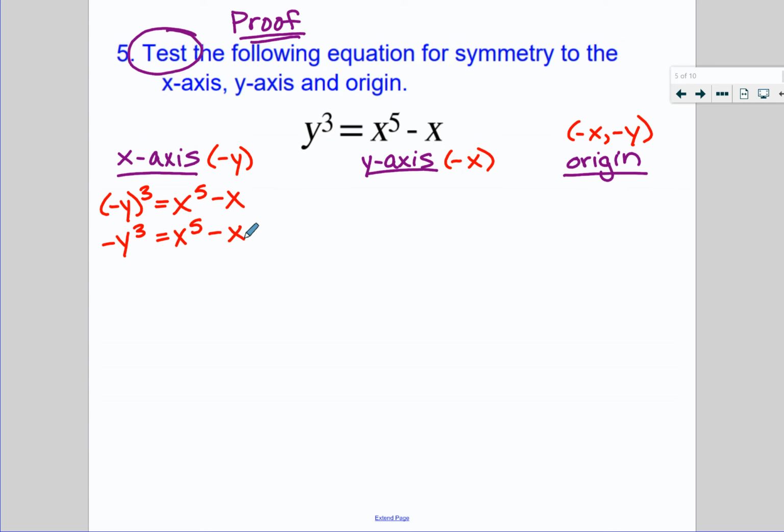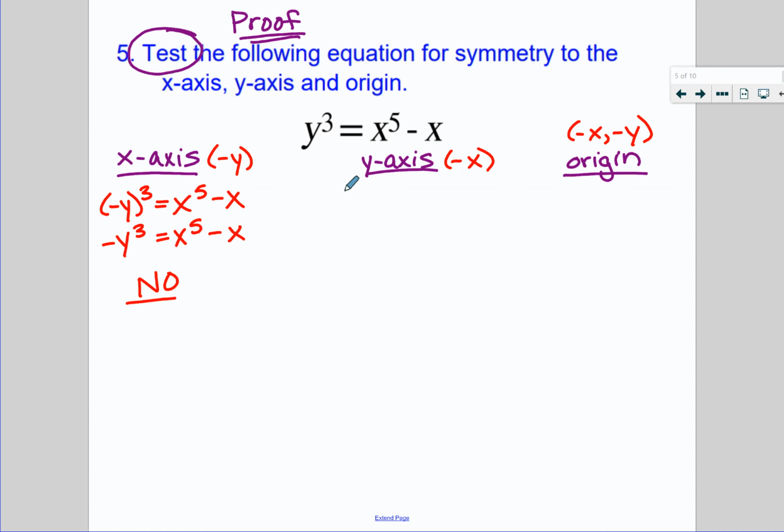So first row, we show what we're plugging in. Second row, we simplify what we plugged in. And then the third thing we do is we compare it to the original equation. Is that the same as the original equation? Even if I divided through by -1, would it look like the original equation? Because sometimes we were able to do that. No. So this is enough to say there is not symmetry to the x-axis. That's enough. And then we just do it 2 more times now.